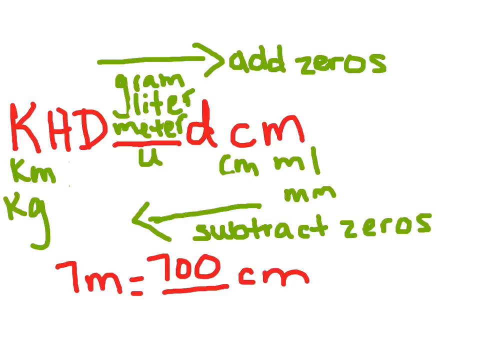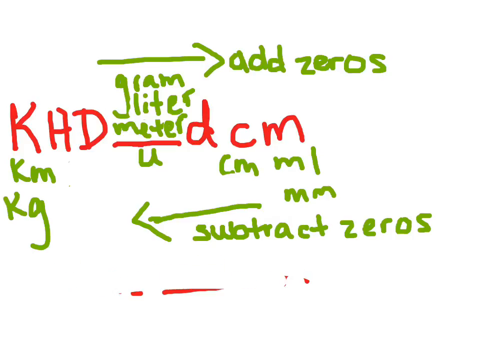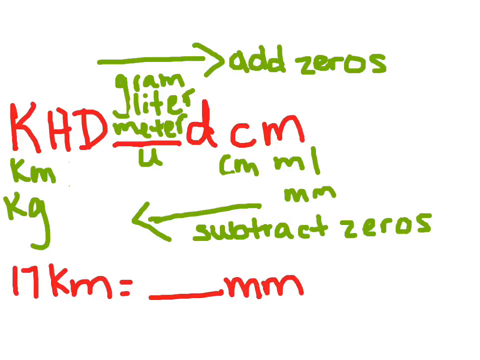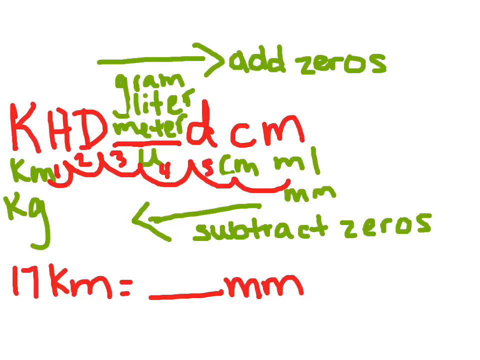Also, let's say we're going from 17 kilometers and we're going all the way to millimeters. So we're going 1, 2, 3, 4, 5, and 6. So that means we're going to add 6 zeros. And in this case, your answer would be 17 million.